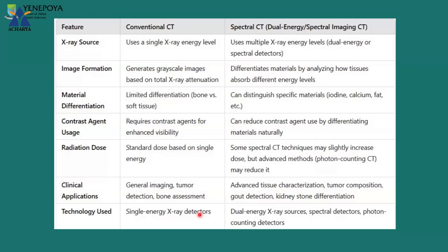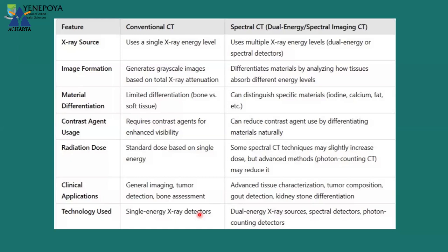But when it comes to spectral CT, what is not there in conventional CT is the advanced tissue characterization. So you get to know what type of tissue it is, what it is made up of, because of spectral CT. You also get to know the composition of the tumors. If there is any tumor present in any part of the body, you can find out what it is made up of.